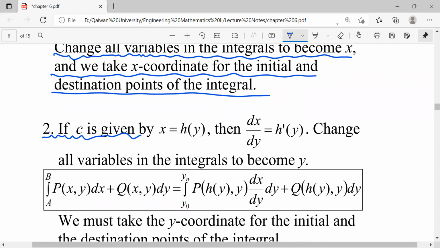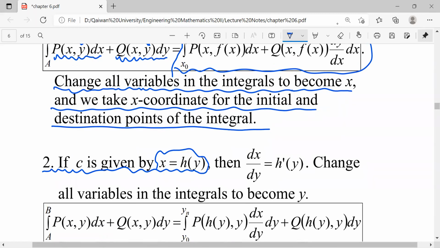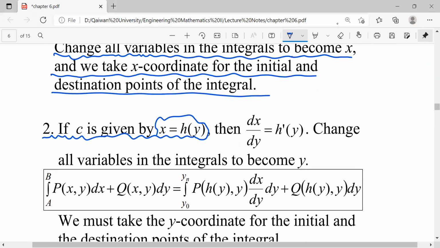And here we have the case where the curve is a function of y. In this case, we change all x to y, and we change x by h of y. In this integration, we replace x by h of y. This is dy, it's okay. But we must change this to dy.